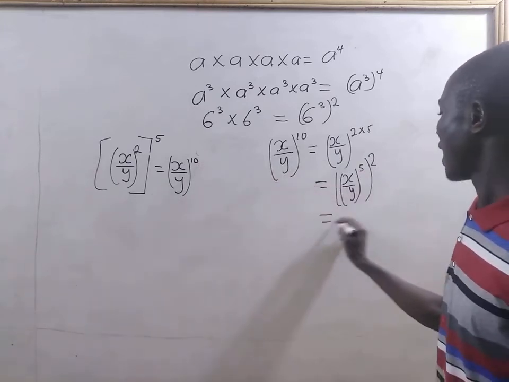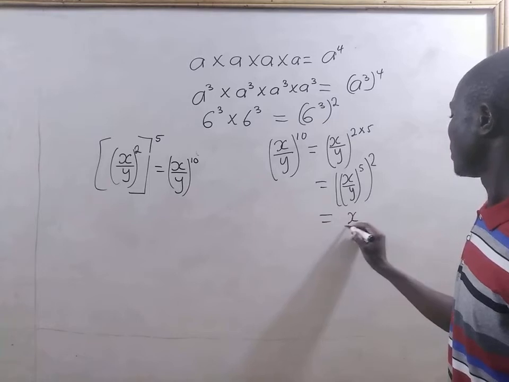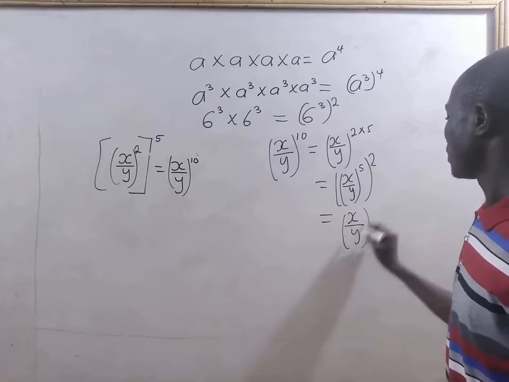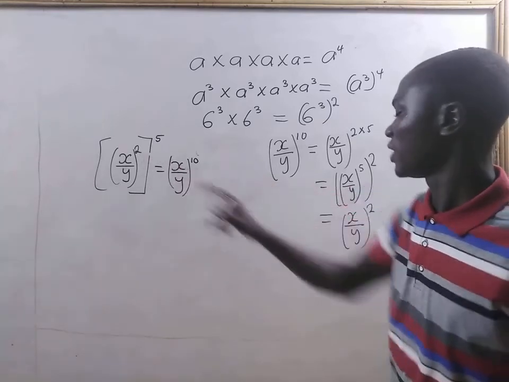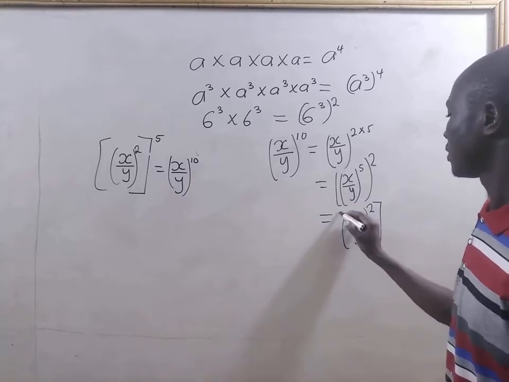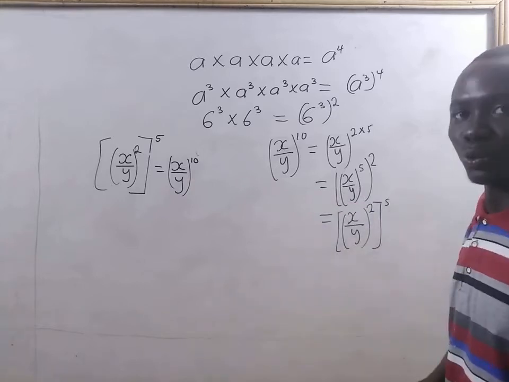Or I can write it as x divided by y. I'll bring the 2 as we have here, and I'll bring the 5 out.